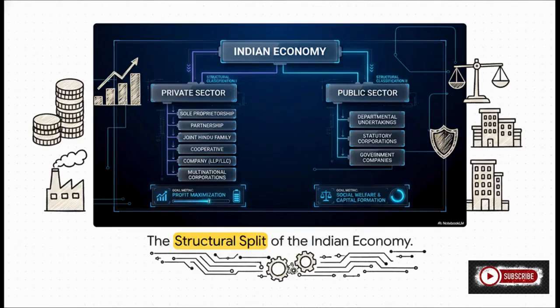When we zoom in on the Indian economy specifically, there's a really distinct structural division. Think of it as the primary operating system split. On one side, we've got the private sector. That's everything from sole proprietorships to massive multinational corporations. On the other side, we have the public sector, which is made up of departmental undertakings, statutory corporations, and government companies. They share the same economic grid, but they run on entirely different operational codes.